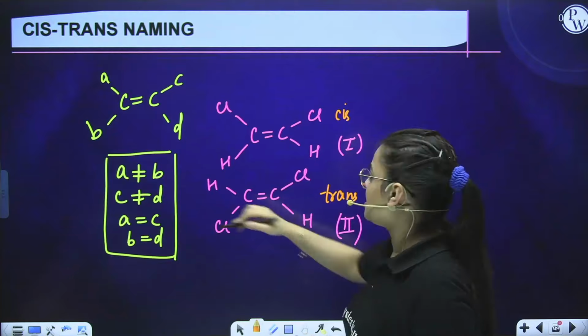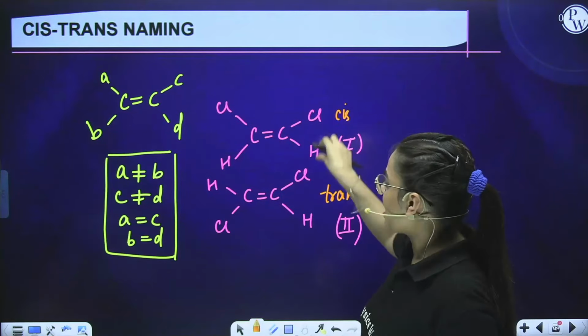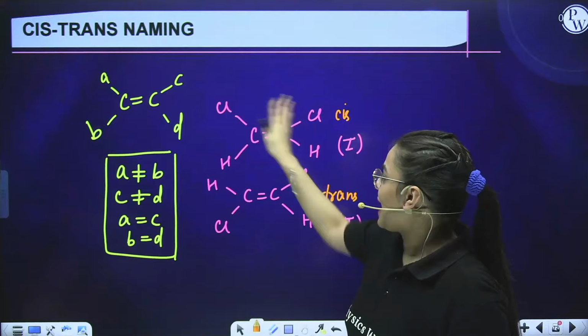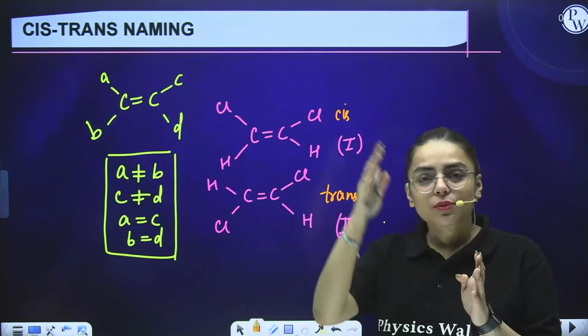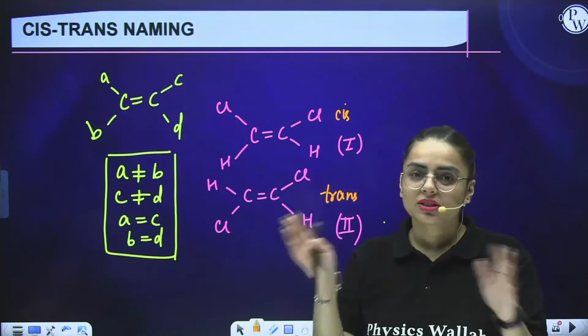And yes, it satisfies this condition also, that these two are not equal to each other, but they can be equal like this. Clear? Individually they should not be equal, but opposite ones can be equal.